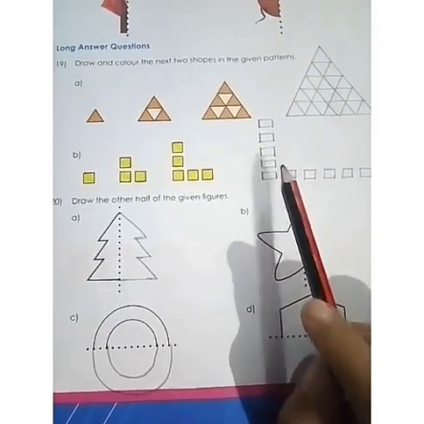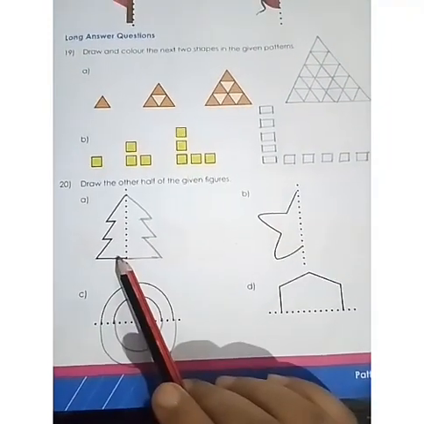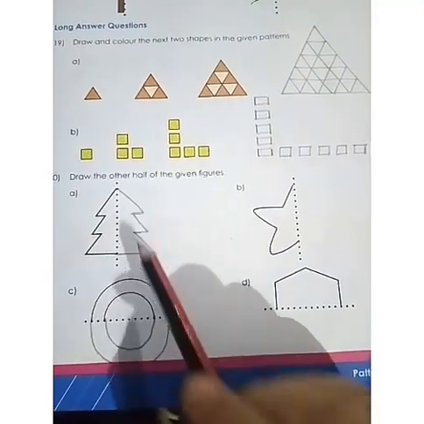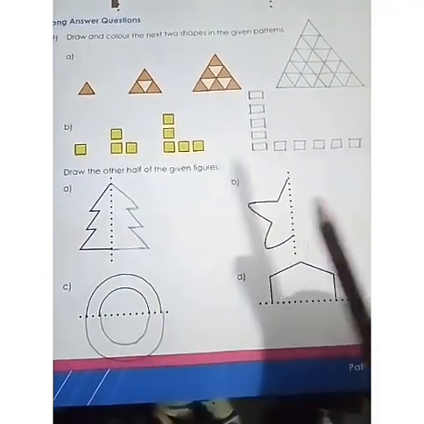Okay, try to do it in a neat and orderly way. Question number 20, draw the other half of the given figure. So I have drawn questions A and C. You can do B and D.